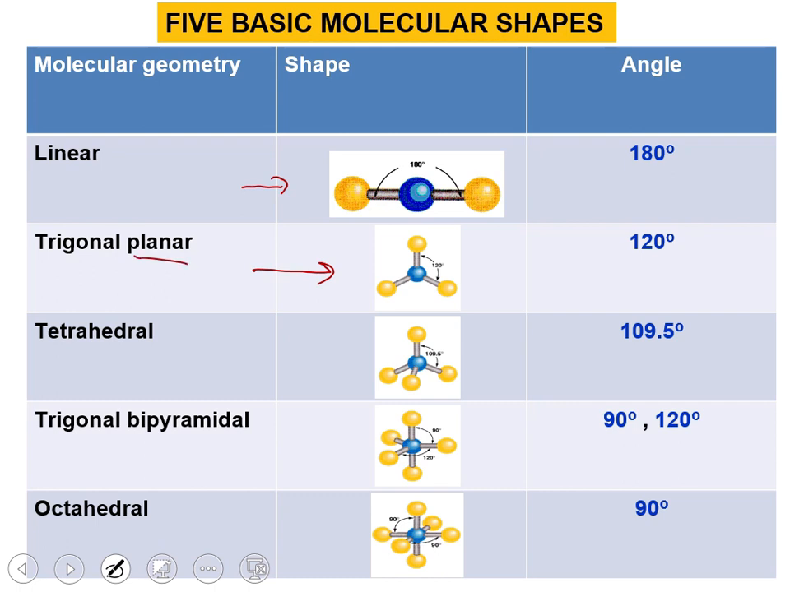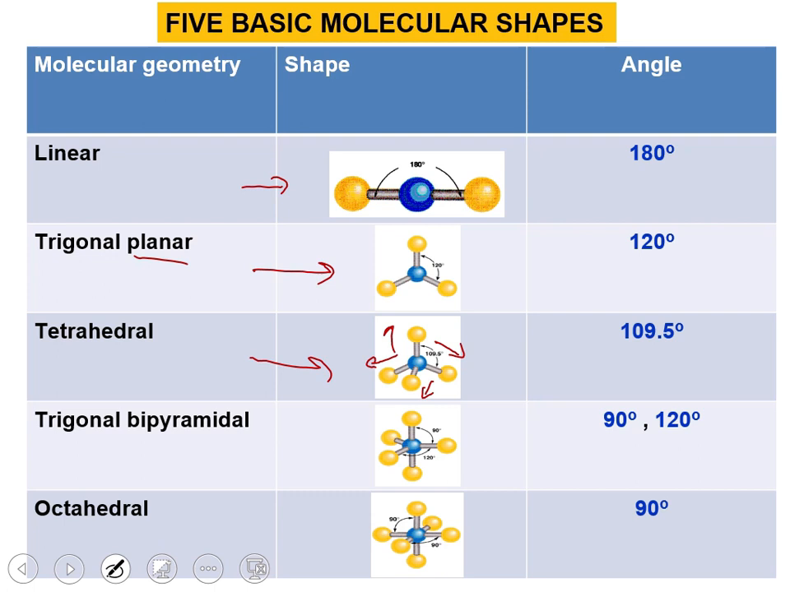So planar means flat. So trigonal means triangle and it is flat. So trigonal flat. And tetrahedral, if you have 4 bond pair, you will have tetrahedral shape. Okay, if you have 4 bond pair, you will have tetrahedral shape where the 4 bond is divided like this: 1 above, 1 to the side, 1 to the front, another one at the back.